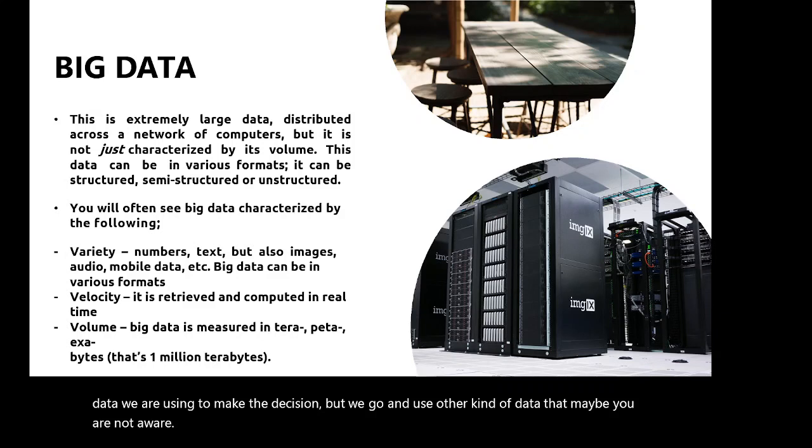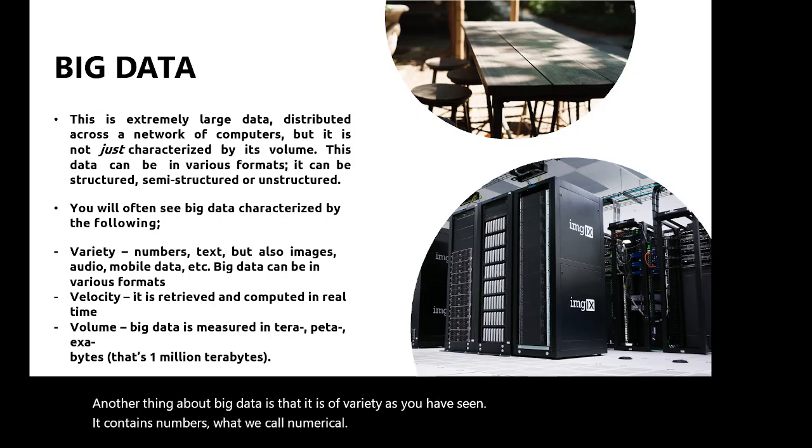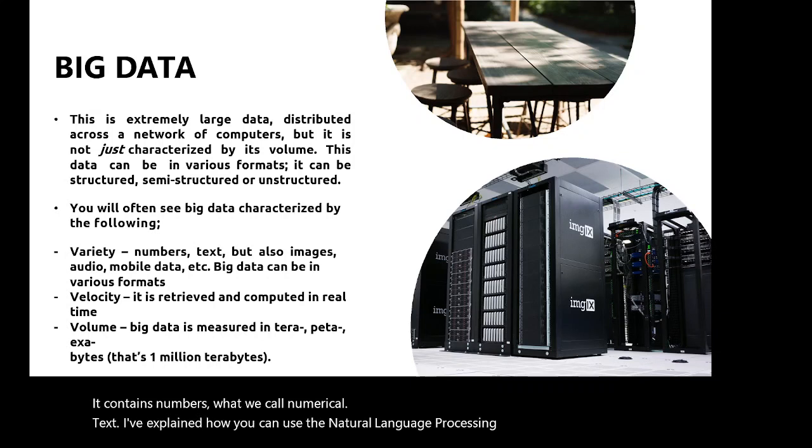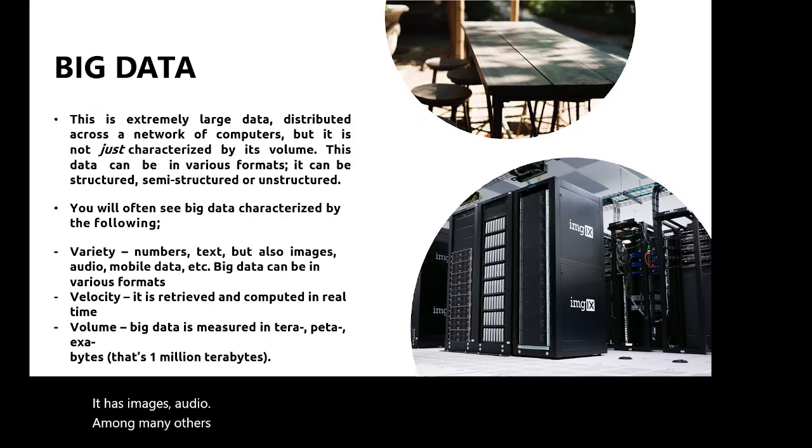Another thing about big data is that it is of variety. As you have seen, it contains numbers, what you call numerical, and text. I have explained how you can use natural language processing to analyze text data. It has images, audio, among many others. So it is of variety.